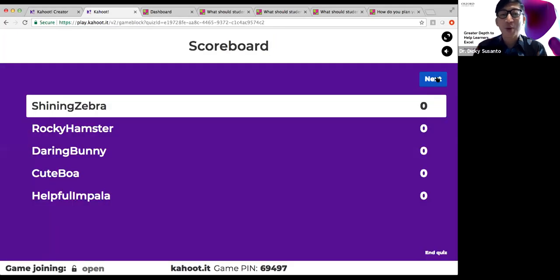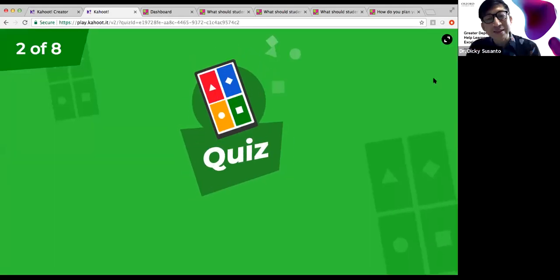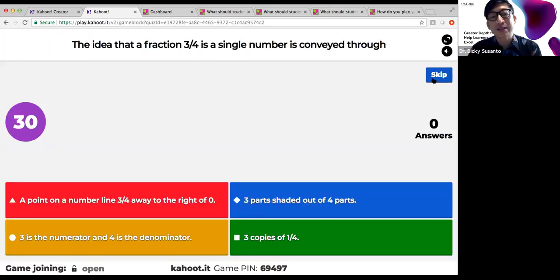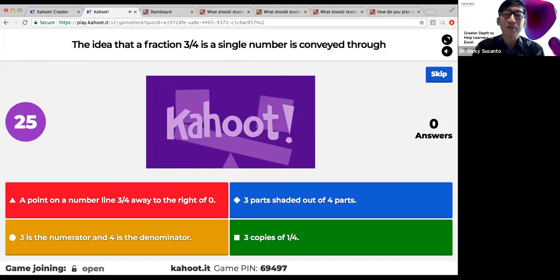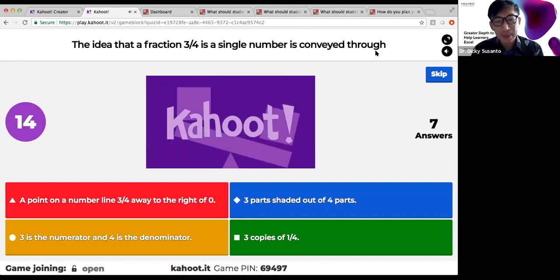Okay, let's go to the next question. Okay, we have shining rocky hamster in the first place and smooth raven following up. Okay, let's go to the second question. The idea that the fraction 3/4 is a single number is conveyed through: a point on the number line 3/4 away to the right of 0; 3 parts shaded out of 4 parts; 3 is the numerator and 4 is the denominator; and 3 copies of 1/4.